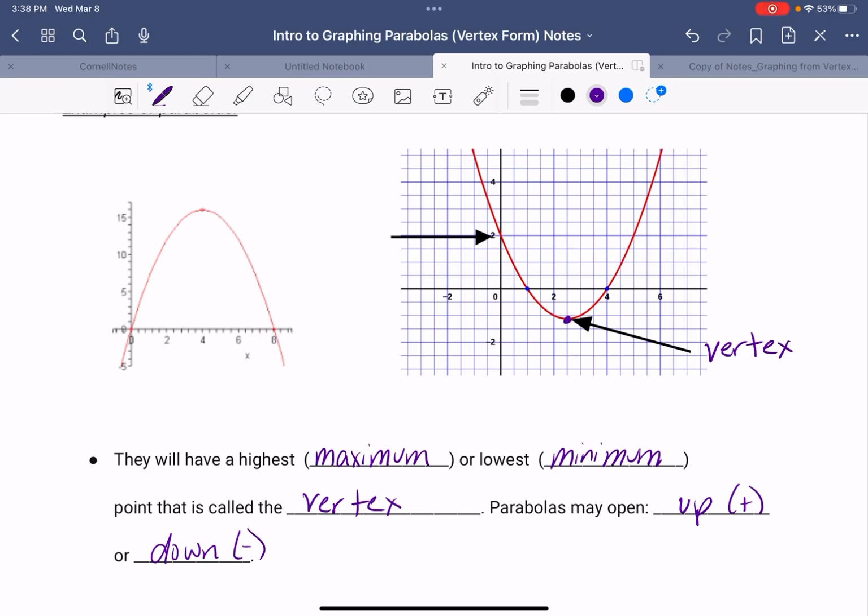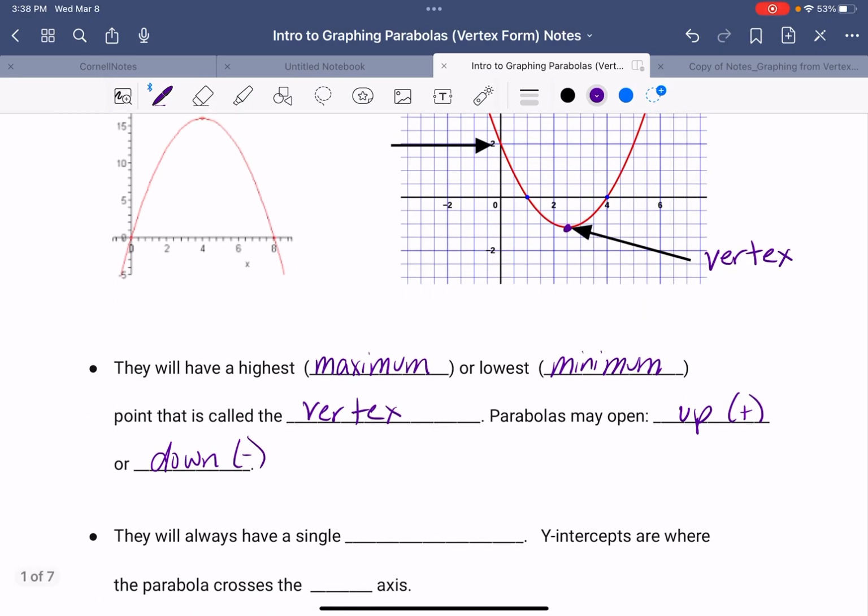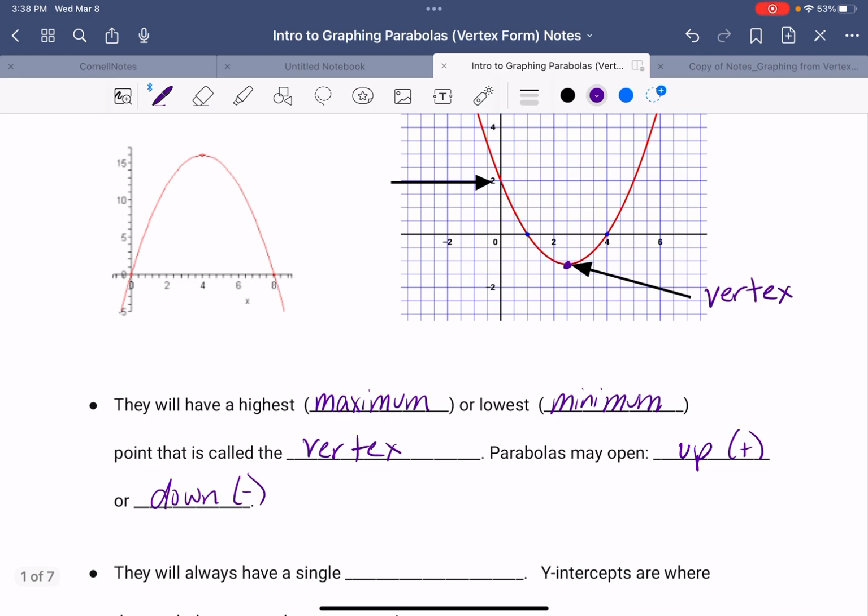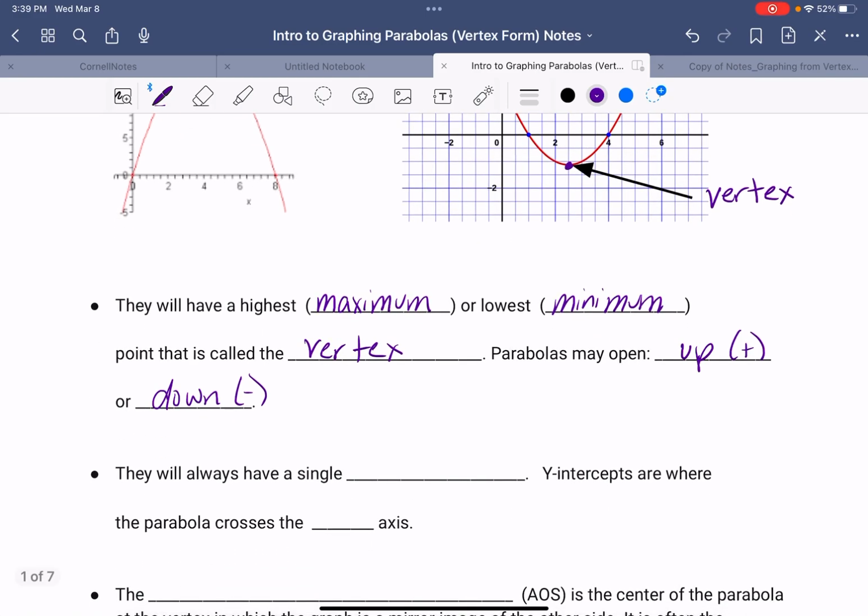Now, I want you to also notice they will have a single, what is the word we're looking for? My brain can't remember. Hold on just a second. They will have a single y-intercept. Yeah. If you remember what a y-intercept is, it is where our line crosses the y-axis. So they will always have a single y-intercept.